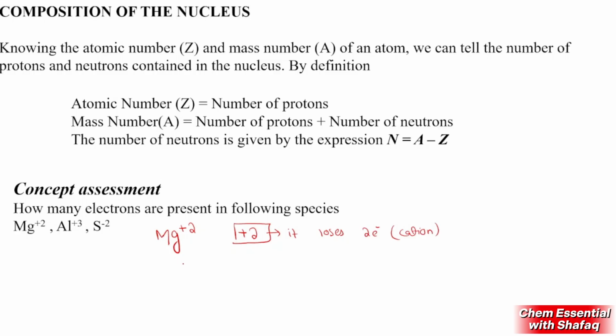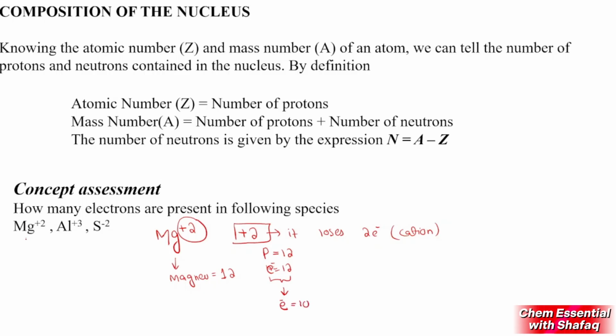Okay, first let us look at the atomic number of magnesium. The atomic number of magnesium is 12. If the atomic number of magnesium is 12, then its number of protons is 12 and its number of electrons is also 12. But we just saw that this is not a neutral body, it carries a +2 charge. That means it loses its 2 electrons. When it loses 2 electrons, its electrons remain 10.